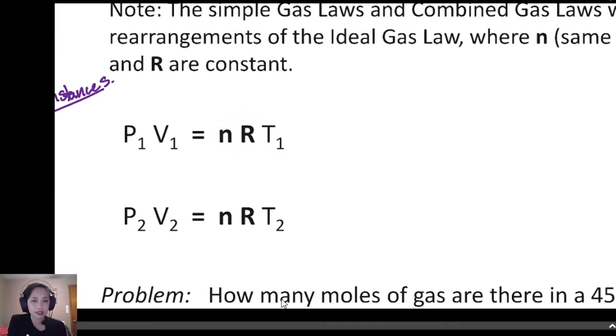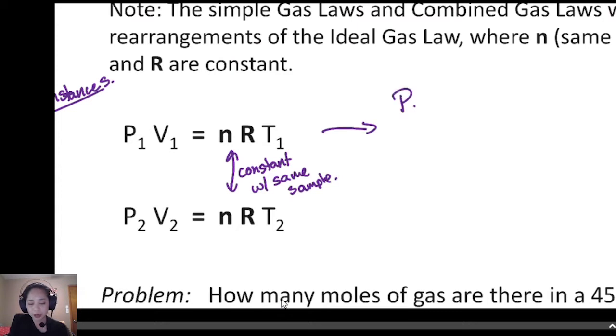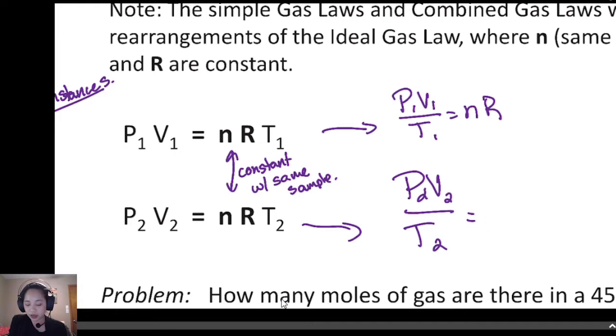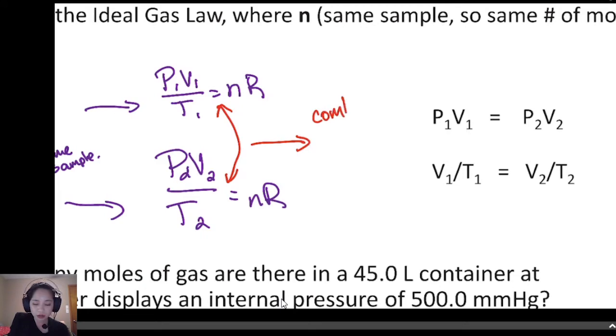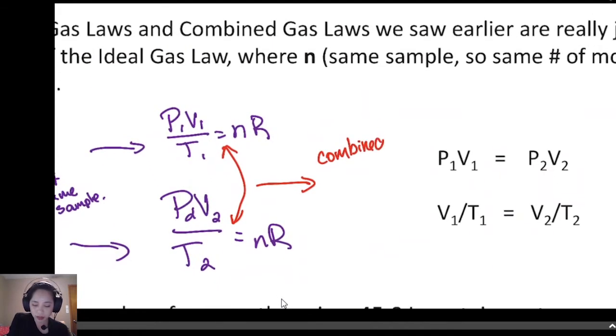So nR, we said, stays constant. This is constant with the same sample. So if you just rearrange things, I can say P1V1 over T1 equals nR, and P2V2 over T2 also equals nR. I can set these two equations equal to one another because they're both equal to nR, all right? And so then out of that you get the combined gas law.